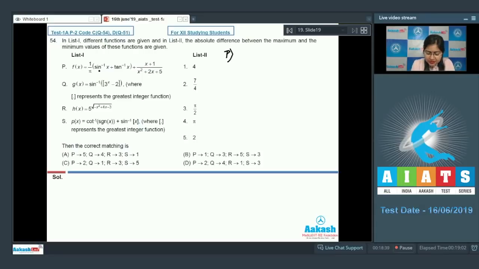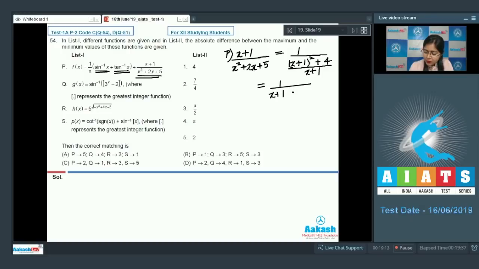So it can be seen here that sine inverse x is an increasing function, and it is also an increasing function. So let's talk about this one: (x plus 1) divided by (x square plus 2x plus 5). This can be written as, if I divide the numerator and denominator by x plus 1, 1 divided by ((x plus 1) whole square plus 4) divided by (x plus 1). So this is equal to 1 divided by (x plus 1 plus 4 divided by x plus 1).